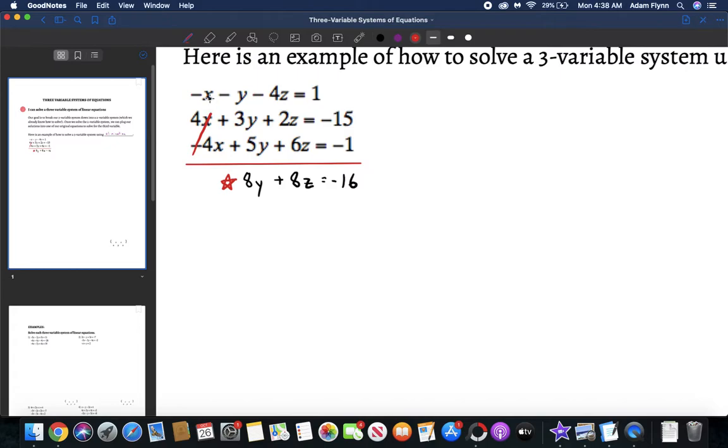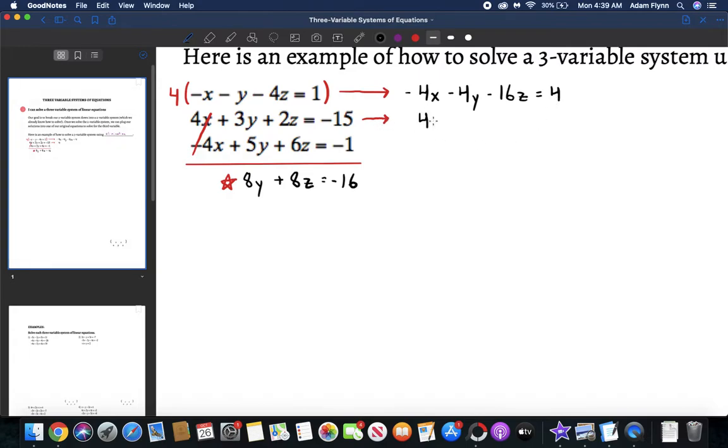So I am going to choose the top equation and the middle equation, and I'm going to eliminate x. So I am going to need to scale my top equation by 4. So when I do that, I am left with negative 4x minus 4y minus 16z equals 4. And then my middle equation, I'm just going to rewrite underneath it.